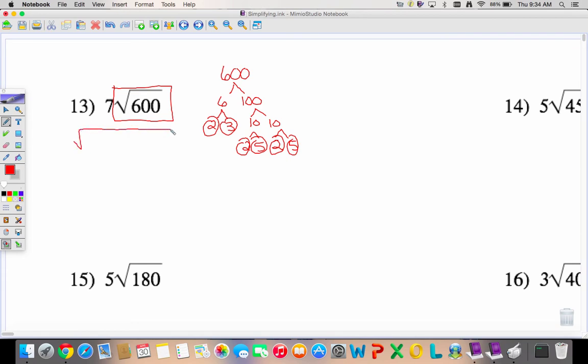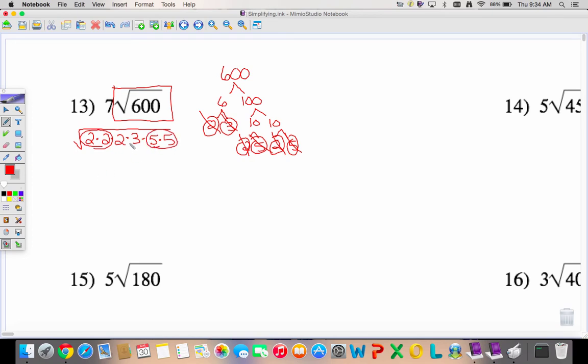Okay, ignore the 7 for right now. We're just going to focus on the square root part. So we have the square root. I'm going to write all these prime numbers. So I have 1, 2, 3 2's. So I'm going to cross those off. I have 1, 3. Cross that off. And I have 2 5's. So I'm going to cross those off.